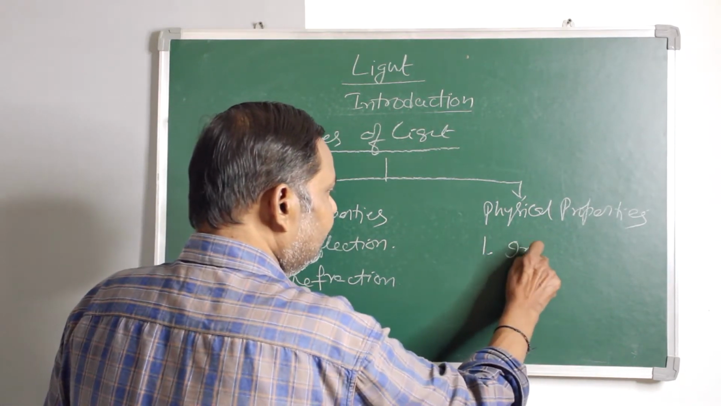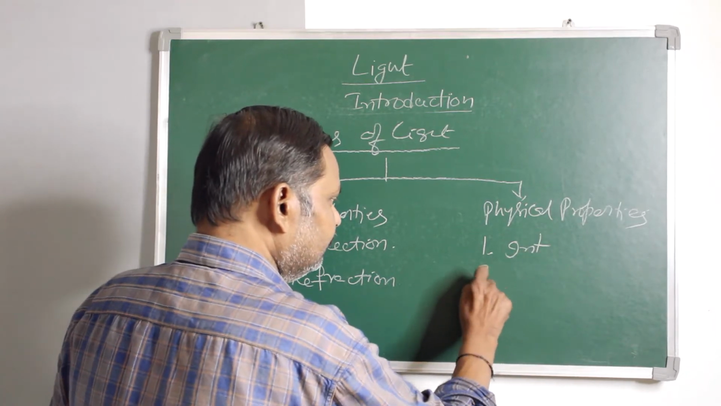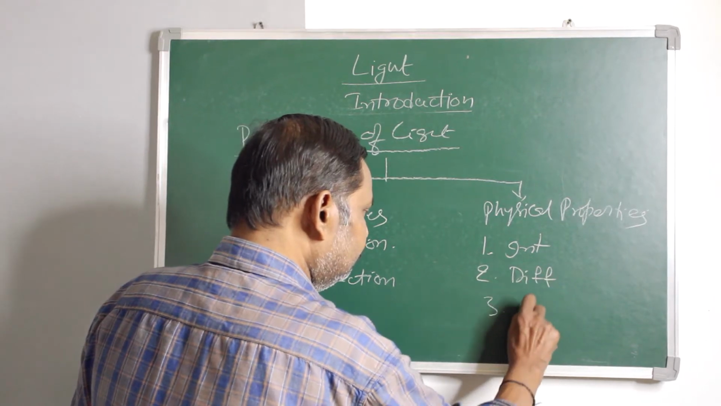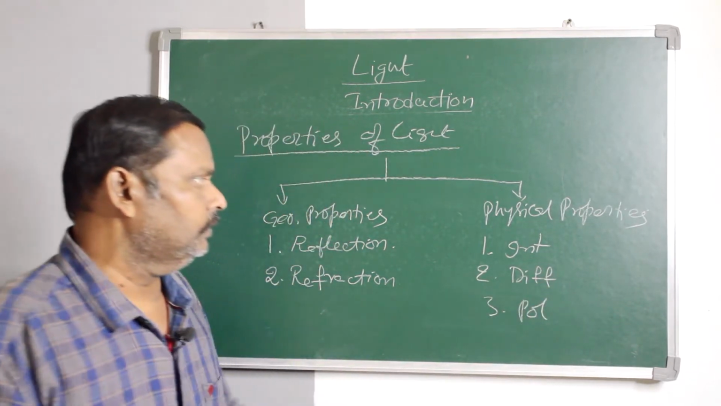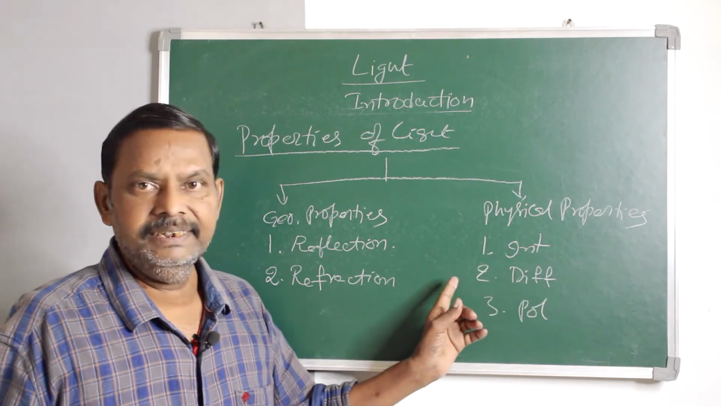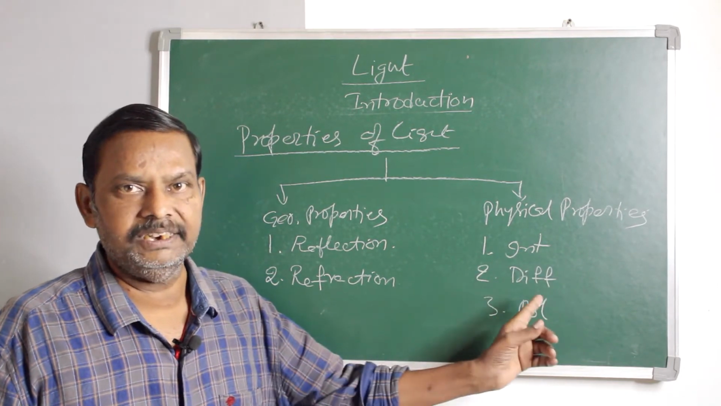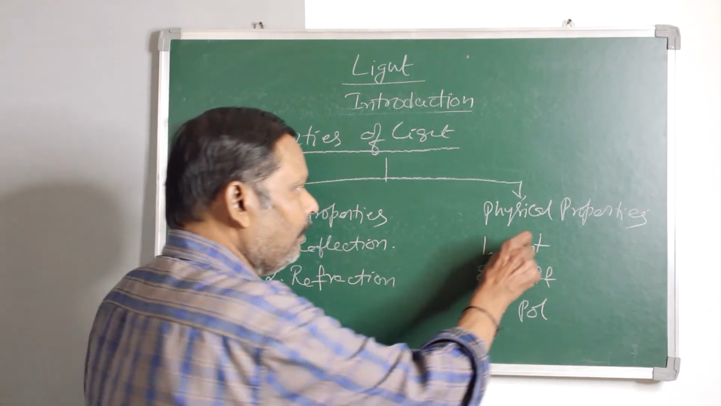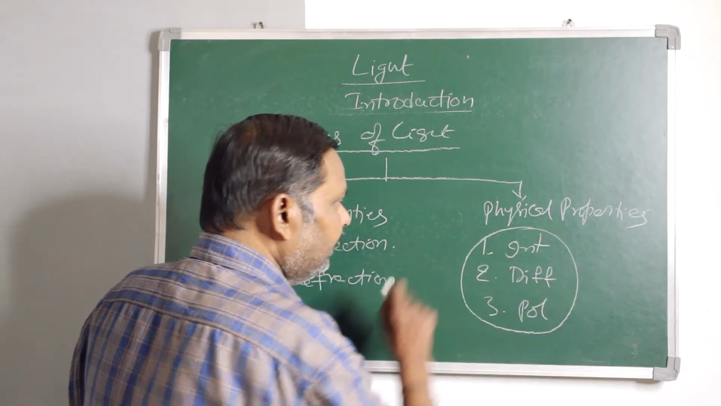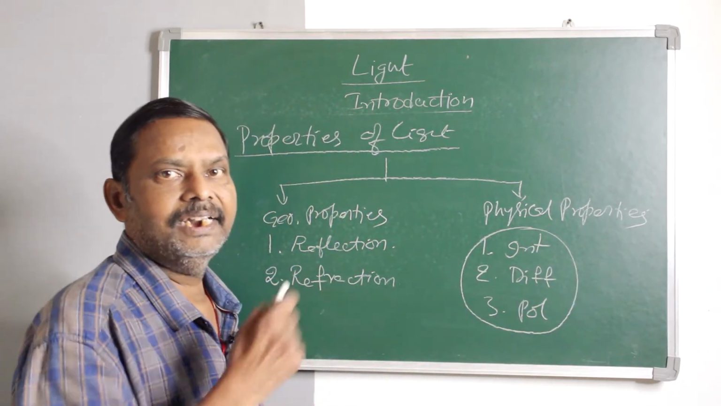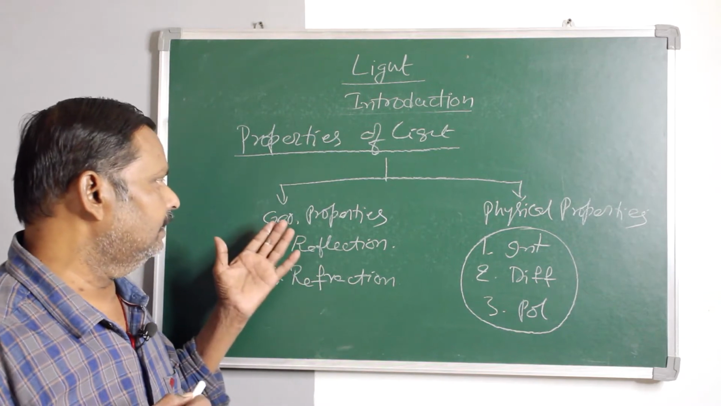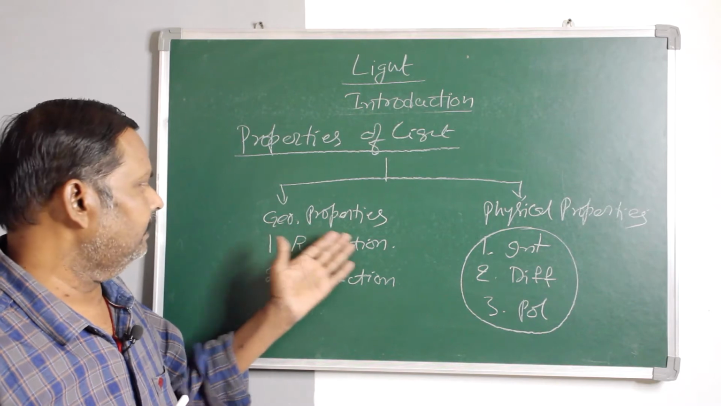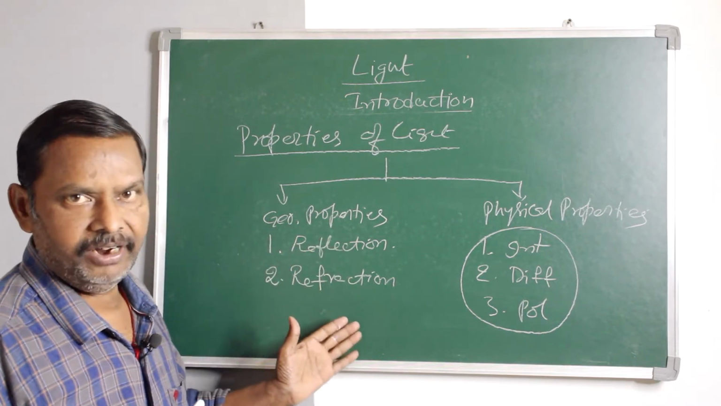One is the interference, so first property is interference, second is diffraction, third one is polarization. These three are called physical properties of light, and about these physical properties we are not discussing now, we will be discussing in the higher level. So particularly in this curriculum, we will be discussing mainly about the geometrical properties of light, reflection and refraction of light.